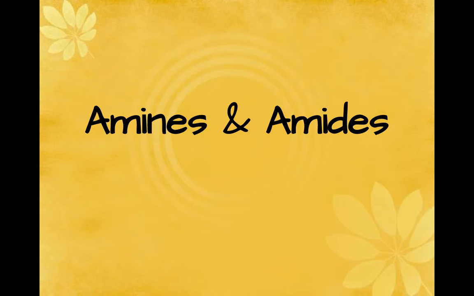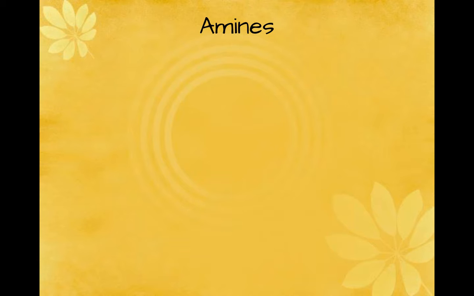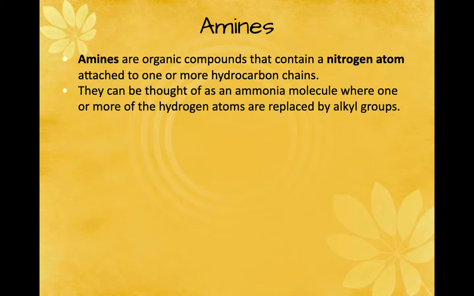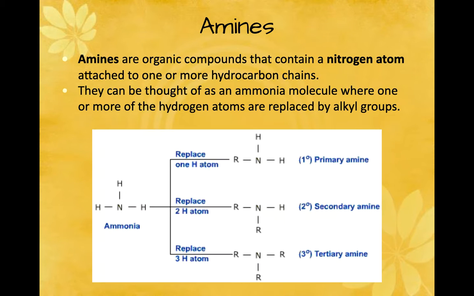In this lesson, we're going to look at the amines and the amides, which are groups of organic compounds that contain a nitrogen atom, in addition to the carbon and hydrogen and oxygen that we've been looking at so far. So starting with the amines, these are organic compounds that contain a nitrogen atom which is attached to one or more hydrocarbon chains. And an amine can be thought of as an ammonia molecule where one or more of the hydrogen atoms have been replaced by alkyl groups.